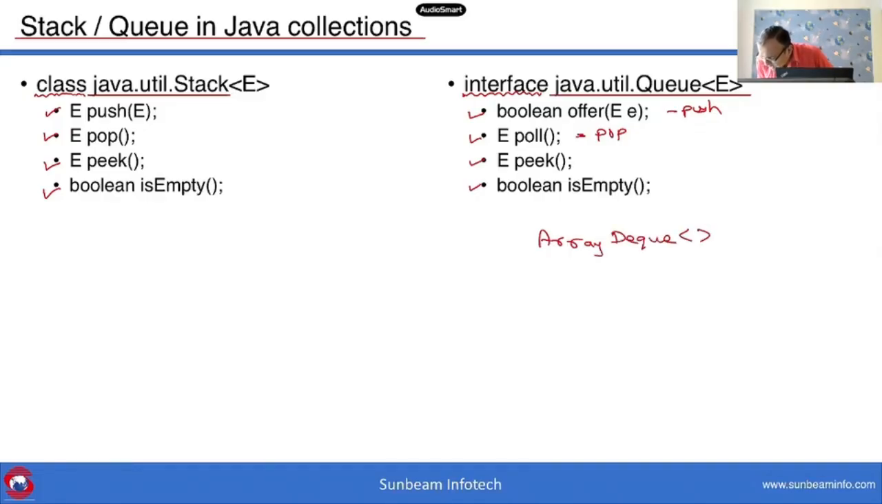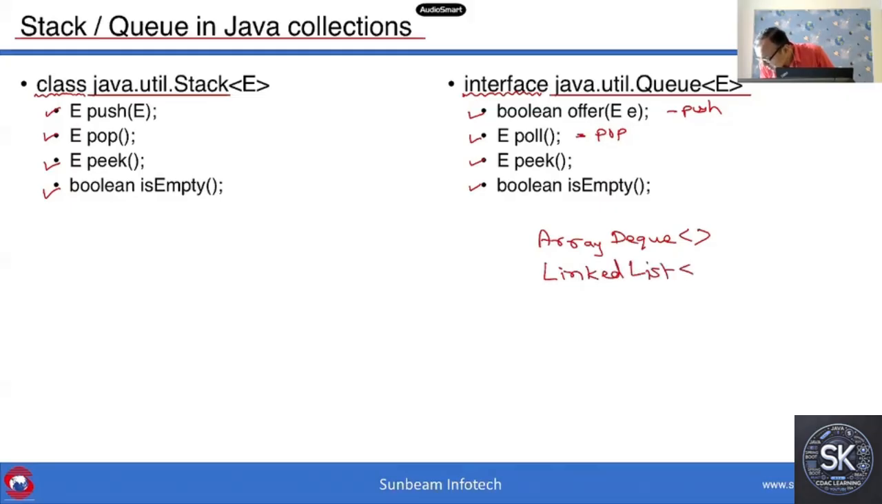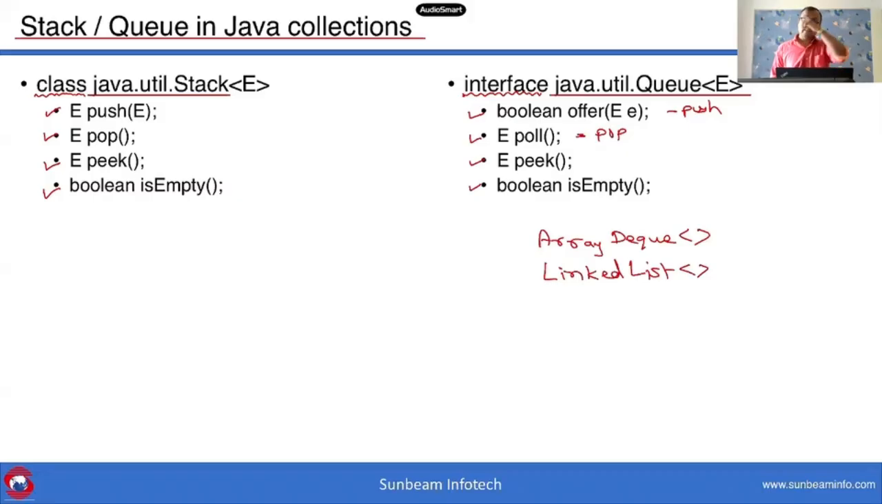The array_dq class is inherited from the queue. Any other class, if you are interested in? There is even a simple class available called the linked list class. Go and check it. Even the linked list class is also inherited from the queue interface.